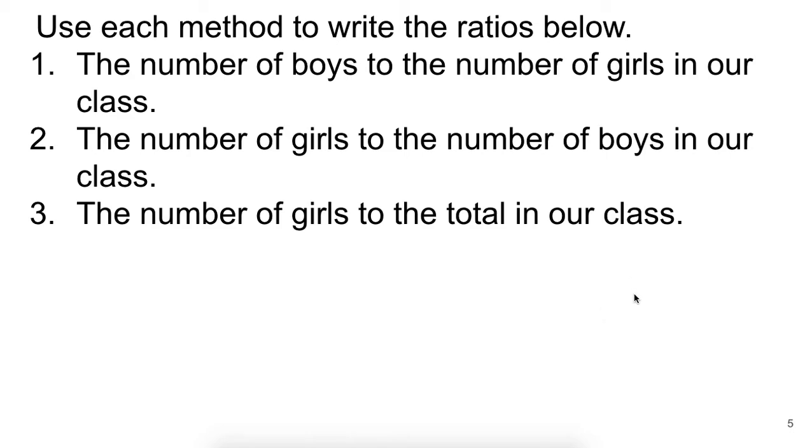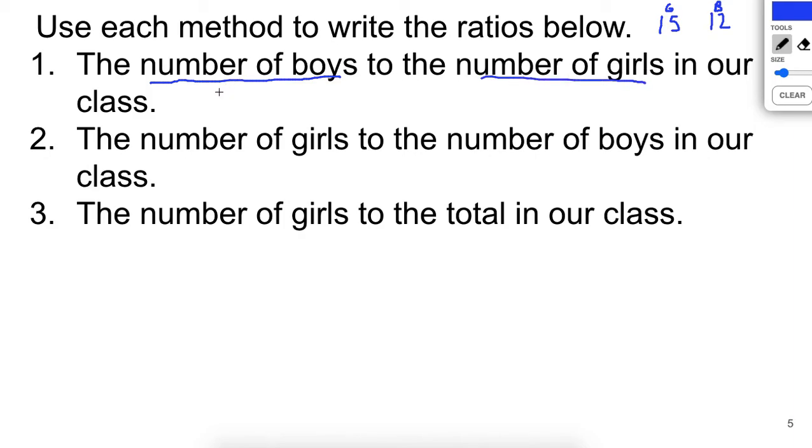So here's an example. This is made for a class. Since we don't have a class here, we're just going to make it up. So let's say we have a class that there is, let's say there's 15 girls in the class and 12 boys, okay? So the number of boys to the number of girls in our class. So the key is they want the number of boys to the number of girls. So in our ratio, the boys comes first, so that would be 12 to 15. So they want boys to girls. So that's one way you could write it.